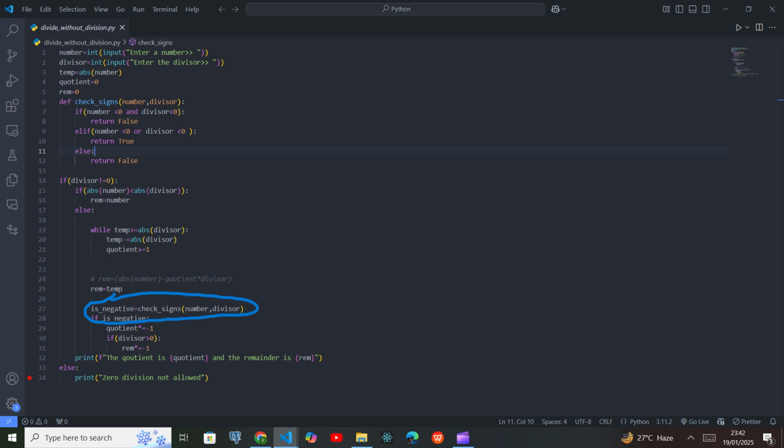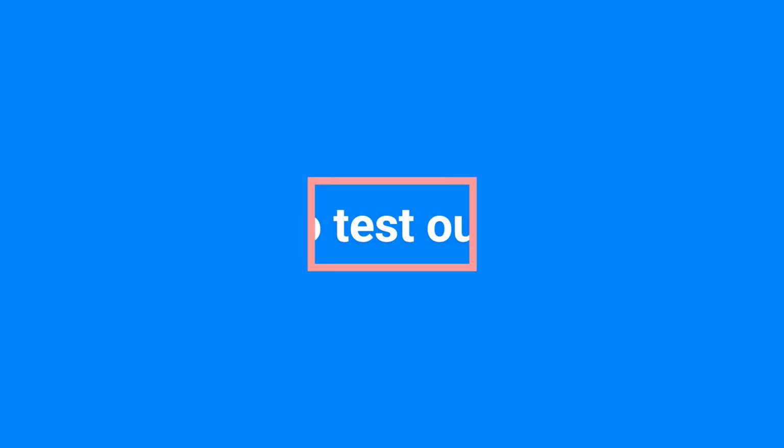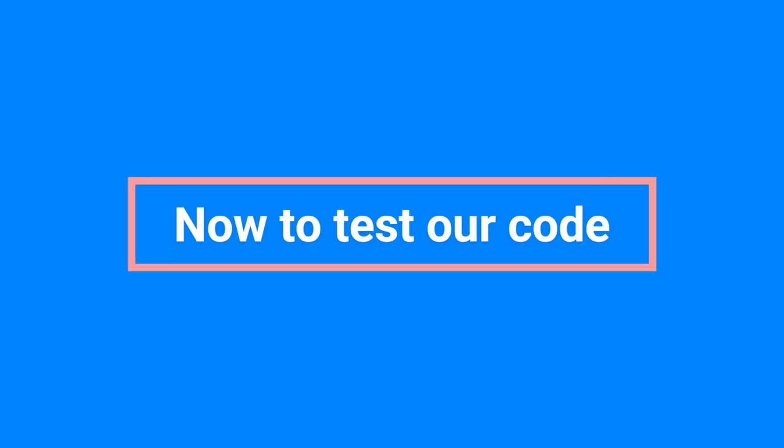Here we check if the result of the division is supposed to be negative or positive. If the result is supposed to be negative, we modify the quotient to be negative. The second if statement also checks to see if the remainder should be negative or positive. Finally, we print the results to the user. Now to test our code.